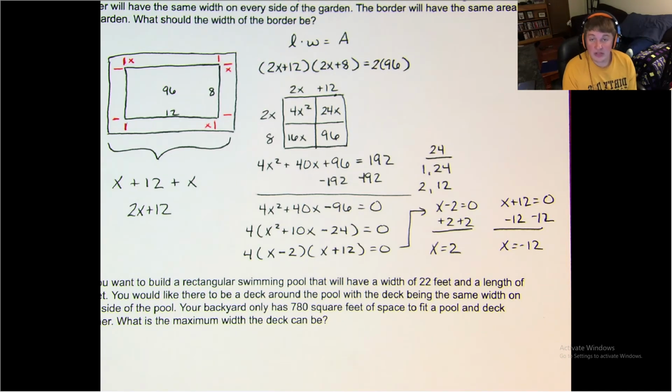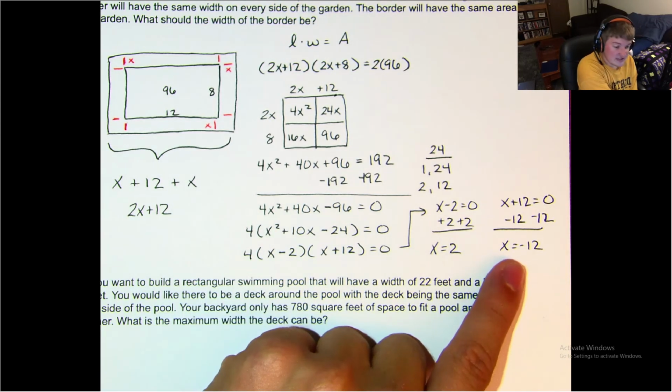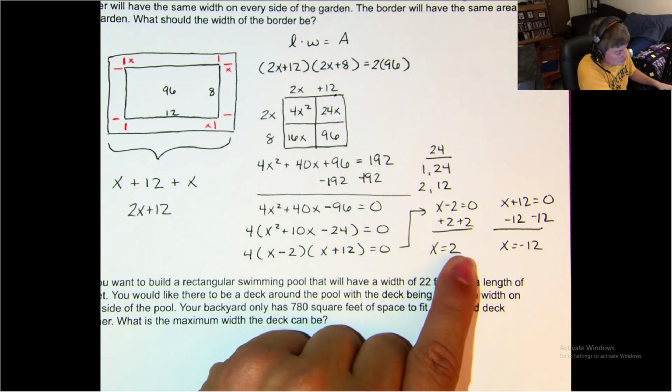These are algebraic solutions, but that doesn't mean both of these are actual realistic solutions, because we're talking about a border and the length of a border. And a border cannot have a negative distance. We've talked about this concept several times in our class. So really only one of these answers can be true, and which one would that be? Thinking to yourself, you cannot have a negative distance, therefore 2 has to be my solution.